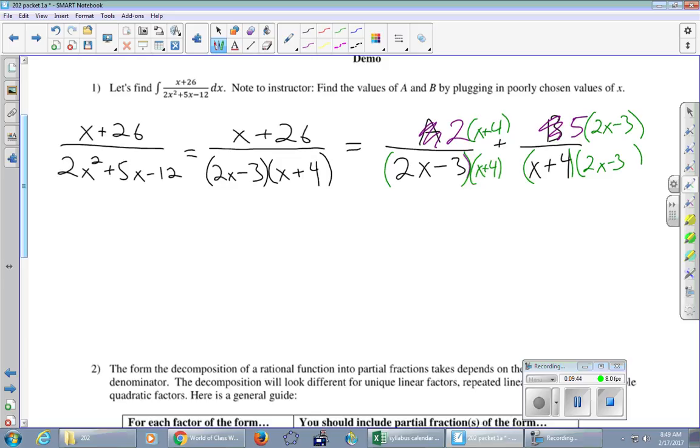and now the denominators are the same, yes? And so if you add these two fractions, the lowest common denominator is 2x minus 3 times x plus 4, which is exactly the denominator that we've got over here.